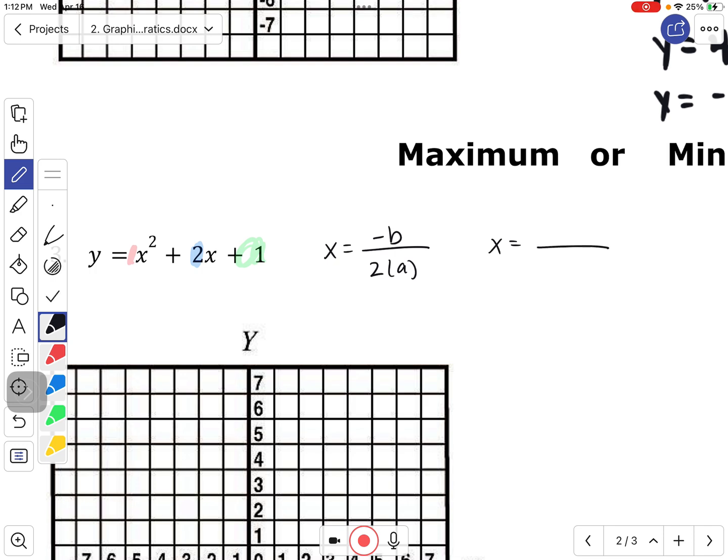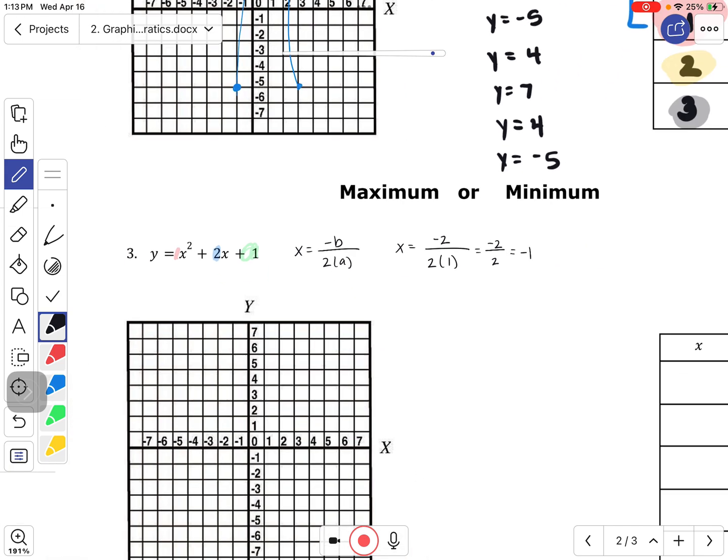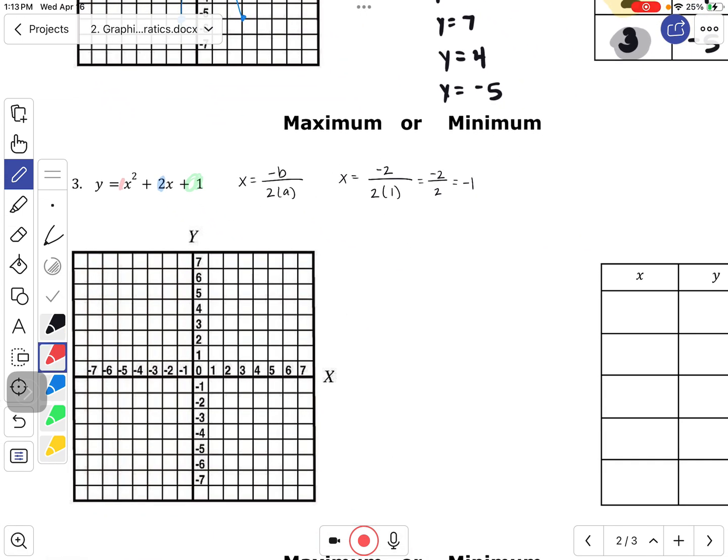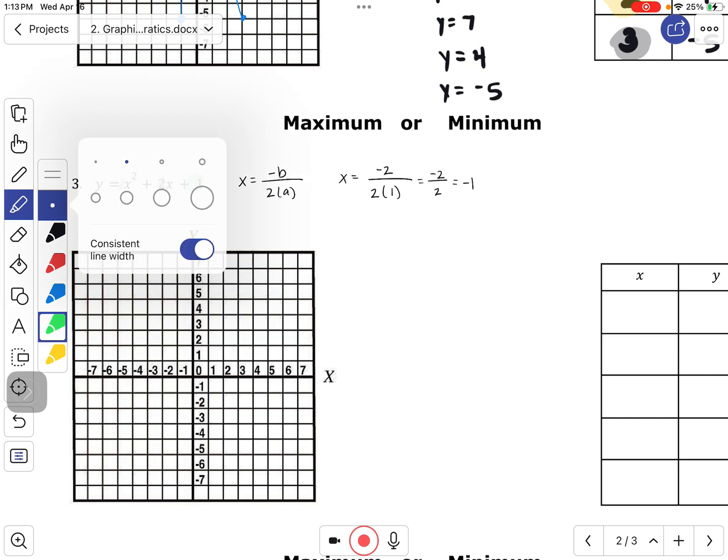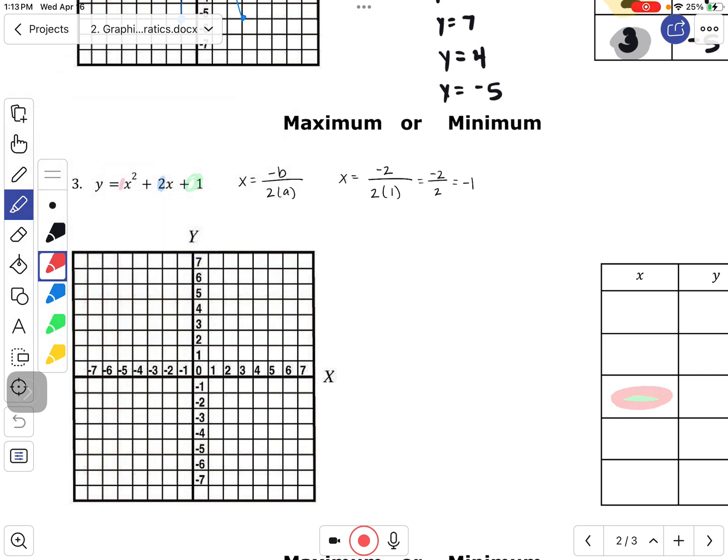So opposite B, right now it's a +2, so it's going to be a -2. This 2 is part of my formula, and my A is a 1. So -2 stays on top. 2 times 1 is 2. If I take -2 divided by 2, I'm getting -1. So I'm going to come down, and remember that's going to go in your middle spot right here. Okay, so we're going to put that -1 right there.